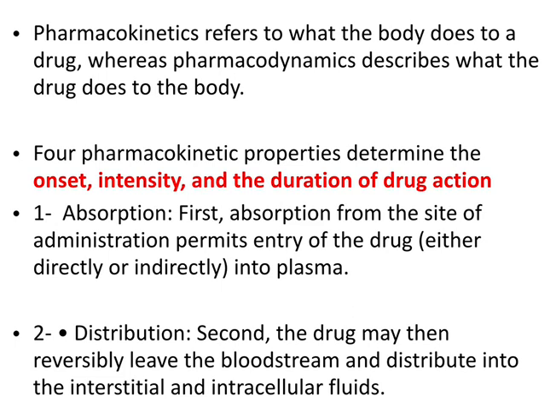Four pharmacokinetic properties determine the onset of action, intensity, and the duration of drug action. First, absorption, the first and most important step. Absorption from the site of administration permits entry of the drug either directly or indirectly into the plasma. Second, after absorption, the drug should be distributed. The drug may then reversibly leave the bloodstream and distribute into the interstitial and intracellular fluid.